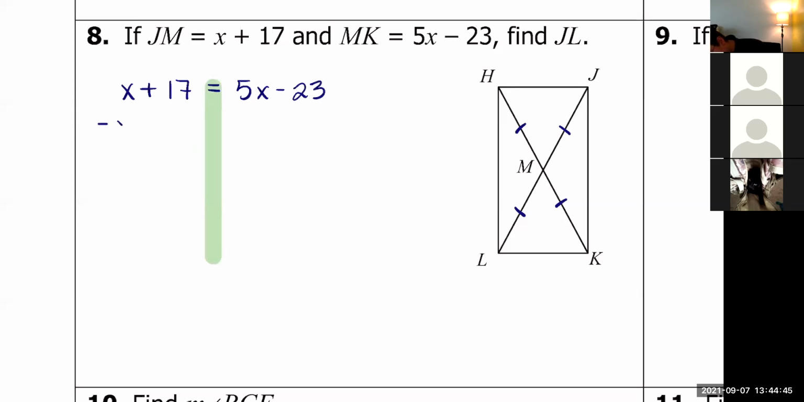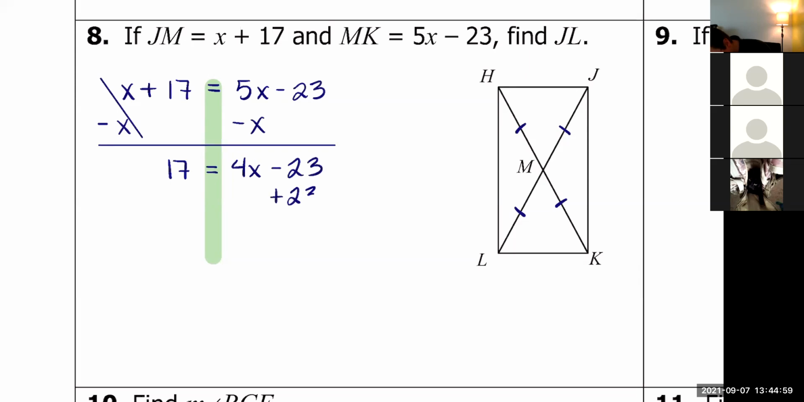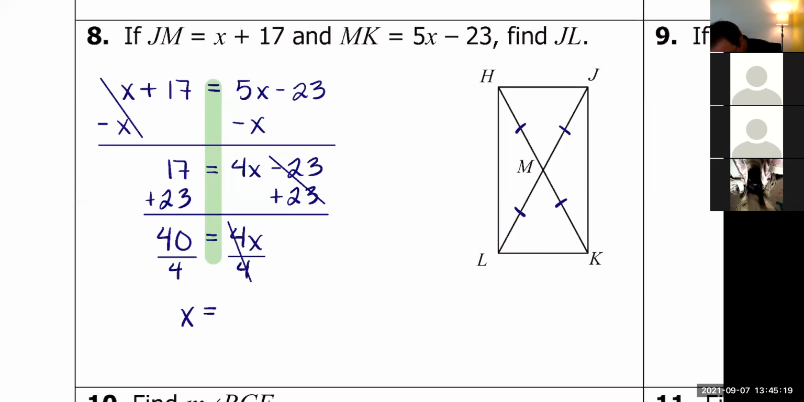So I would subtract x from both sides. Gives me 17 equals 4x minus 23. Add 23 to both sides. I get 40 equals 4x. Divide both sides by 4. I get, I'll flip it around here as well, that x equals 10. But be careful, that's not actually what we're looking for. It just helps me get there.